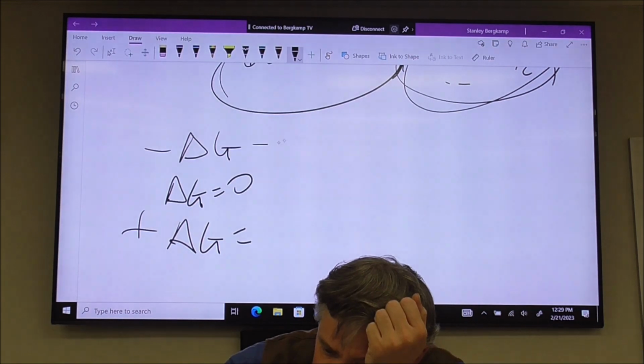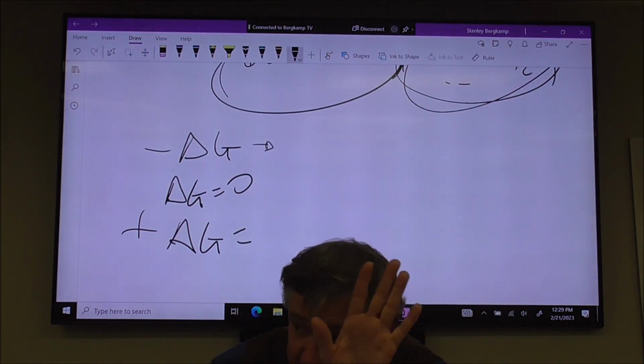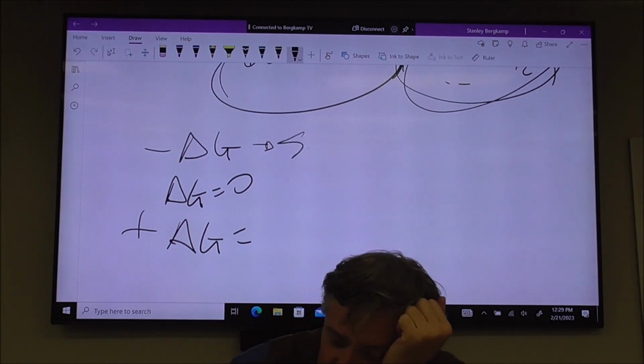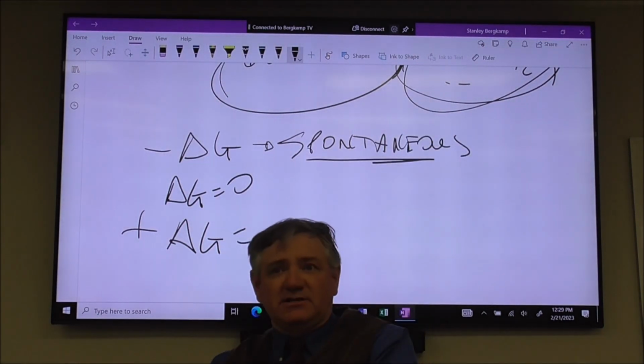So if you have a negative delta G, no matter how you calculate it, that means the reaction is going to be spontaneous. So all you have to do is get that reaction started.